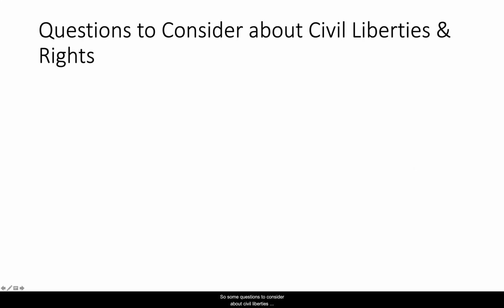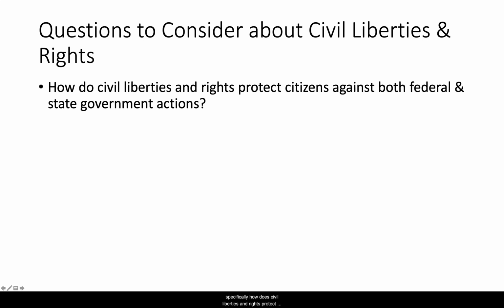So, some questions to consider about civil liberties and civil rights as you're reading the textbook and thinking about these ideas. Again, in Blackboard, you'll see a much more detailed set of questions. I've just collapsed a lot of them into this, but I wanted to hit some highlights. Specifically, how do civil liberties and rights protect citizens against both federal and state government actions? You've got an idea about the general principles of the national government and state governments. How do civil liberties and rights protect citizens?